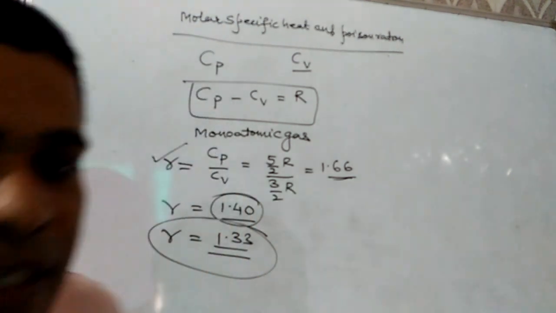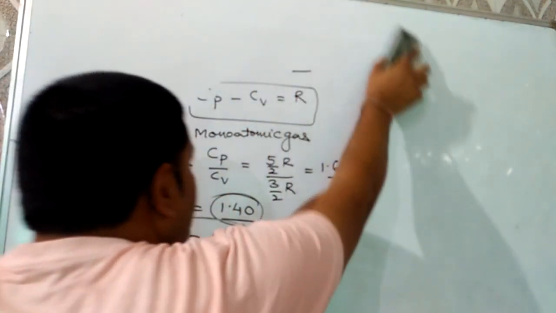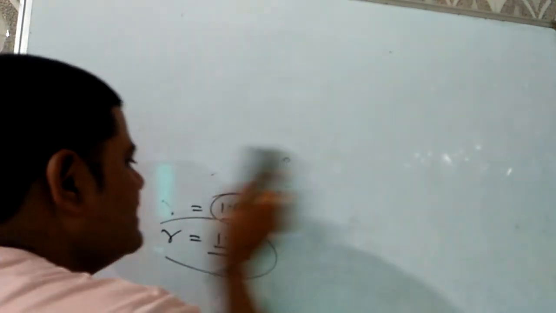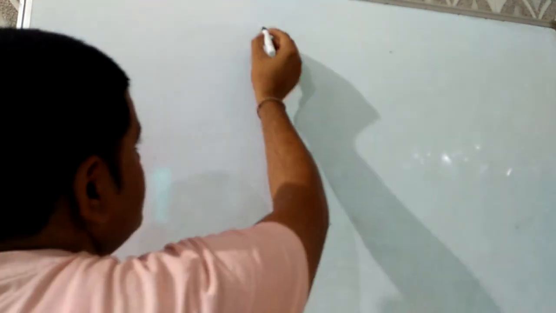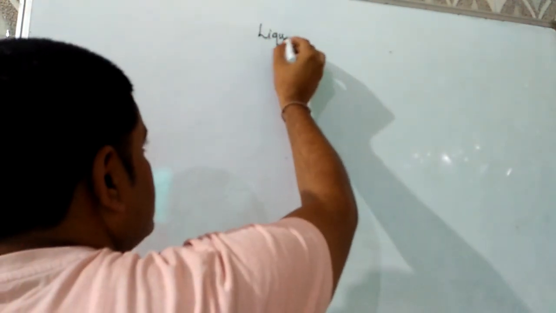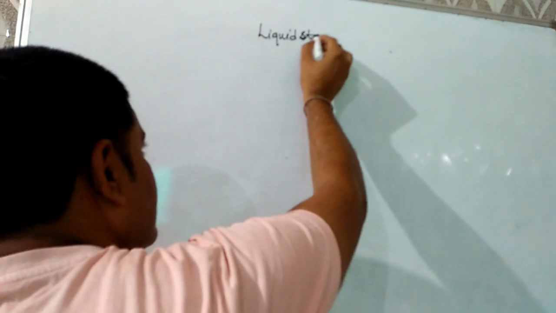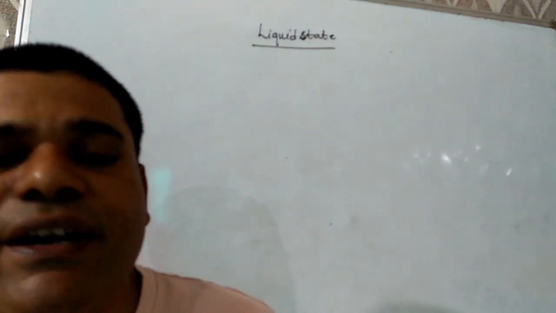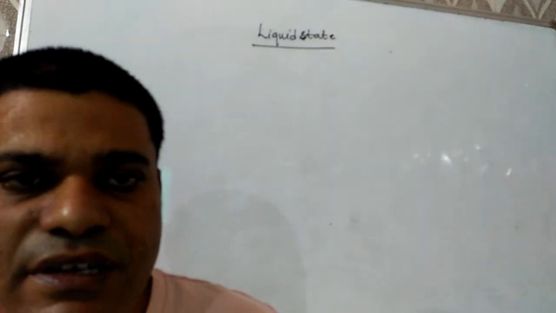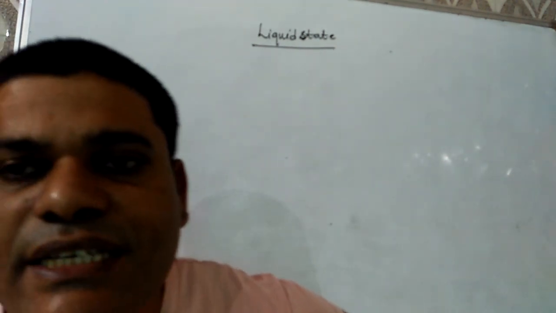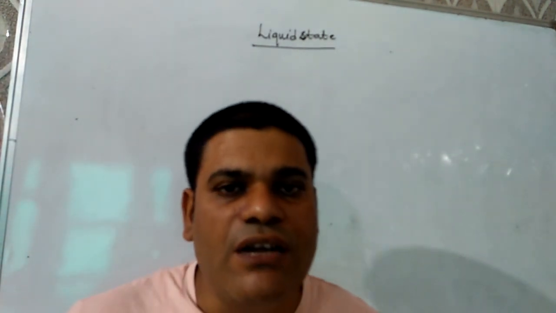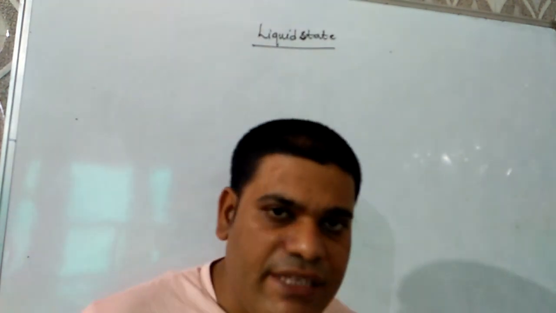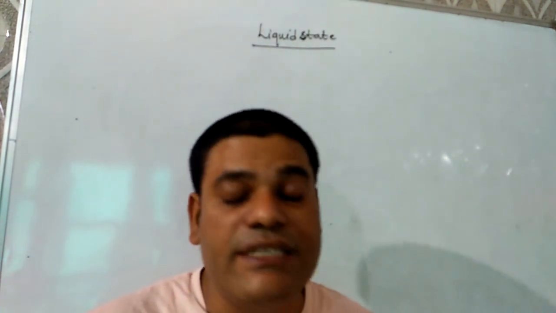Now, after discussing all these things, we have to start the second topic of this chapter, and that topic is the liquid state. Basically, liquid state is the state of matter which has definite mass, definite volume, but not definite shape, and it will acquire the shape of the container in which it is kept.